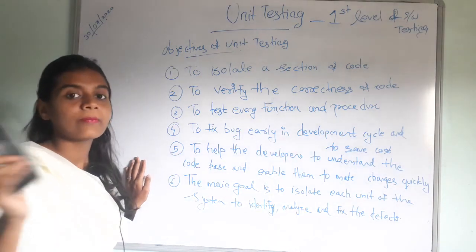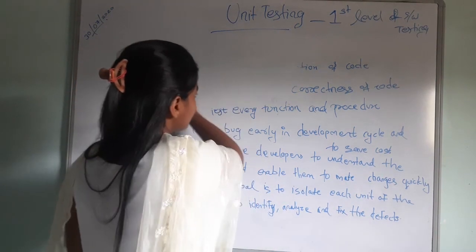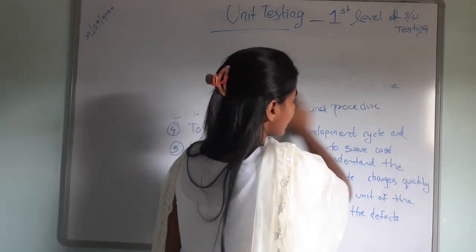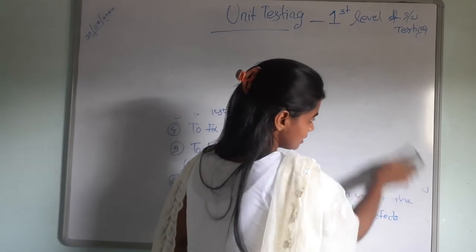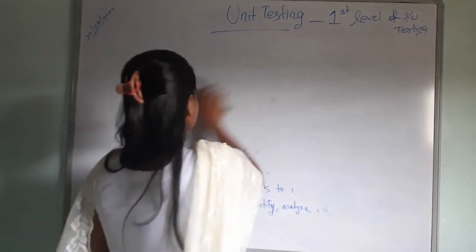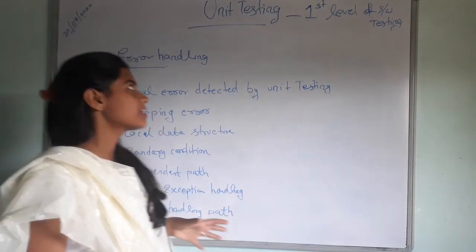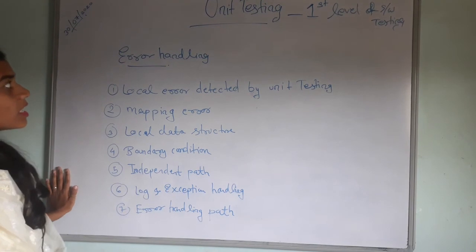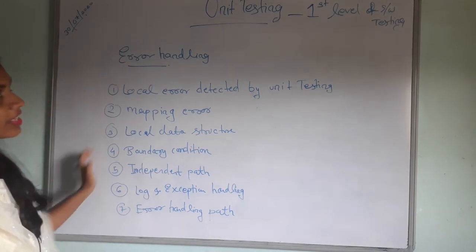Now I am going to teach you about the errors that come up in unit testing. The errors that come in a software product and are reduced or isolated by unit testing. I am going to list the errors that are handled by unit testing.